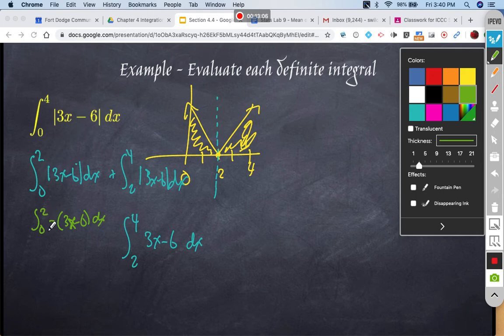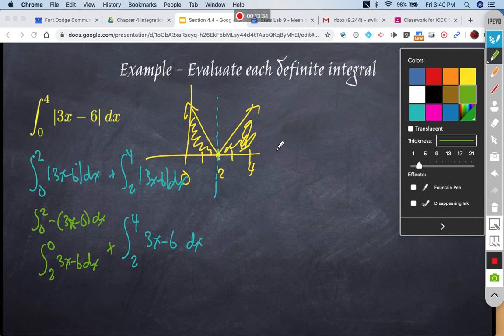But we also had a rule that said the absolute value of the integral of a negative is the same as the opposite of the integral if we switch these limits of integration. So we could switch this instead from 0 to 2. We could say this is from 2 to 0 and do 3x minus 6 dx. And add those two together.